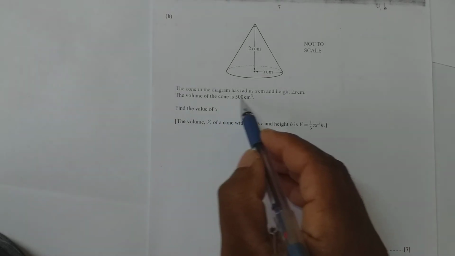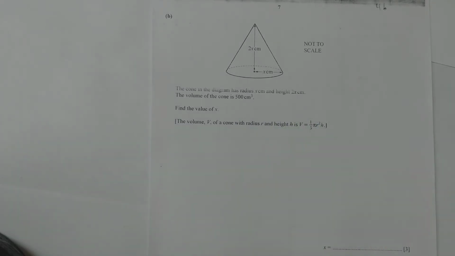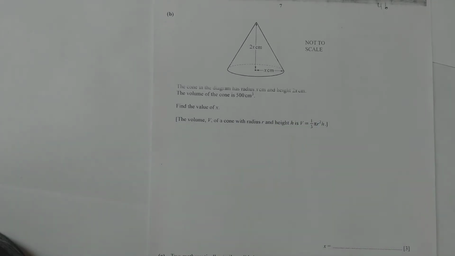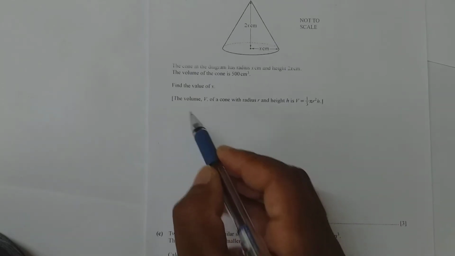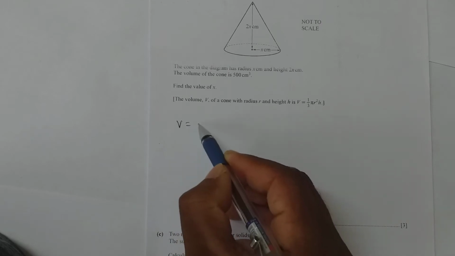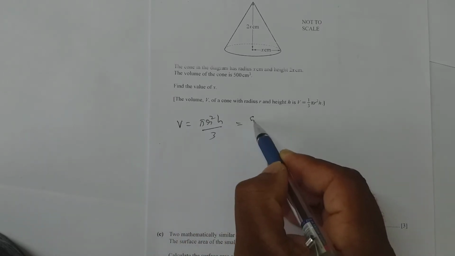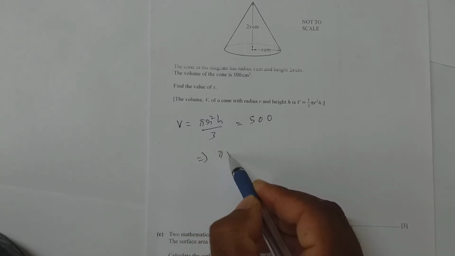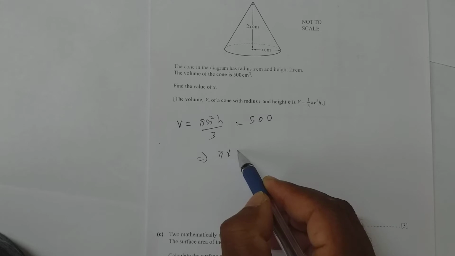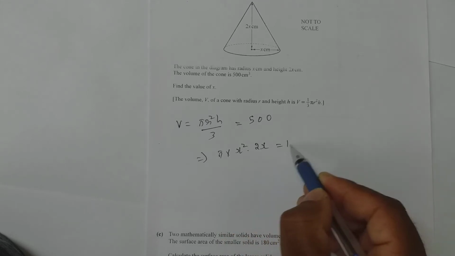Now, the cone in the diagram has radius x and height 2x, and the volume is given as 500 centimeter cube. Find the value of x. So, to find x, the volume is given to me. Volume equals pi r square h by 3, which is given as 500. So, pi into r is x, height is 2x, equal to 1500.